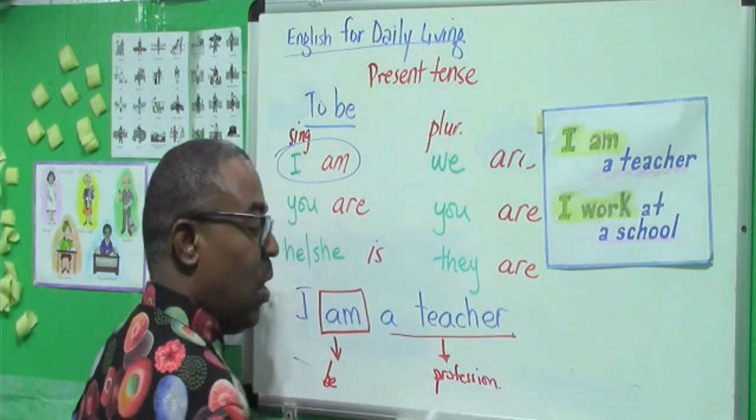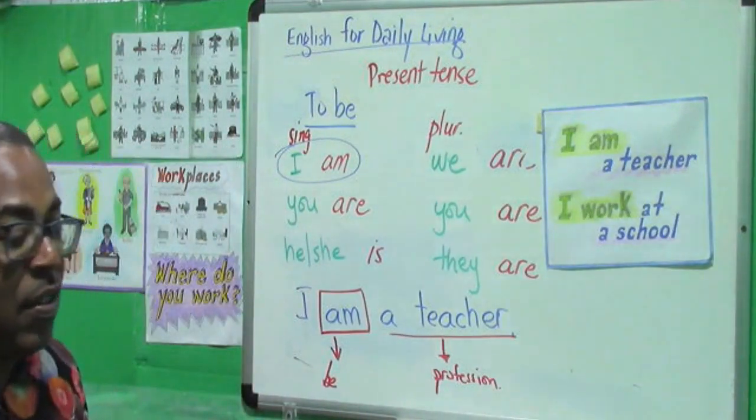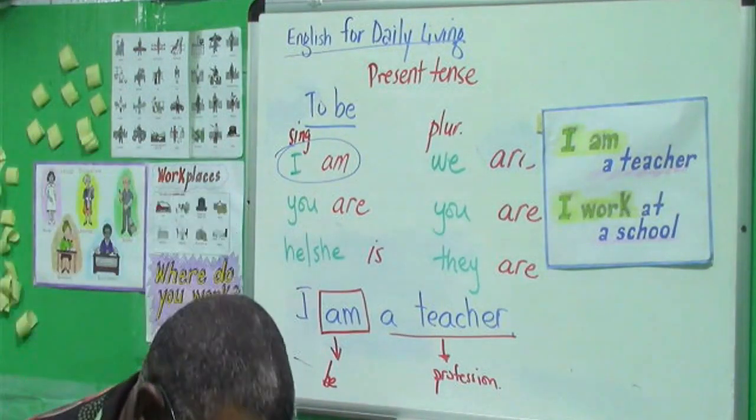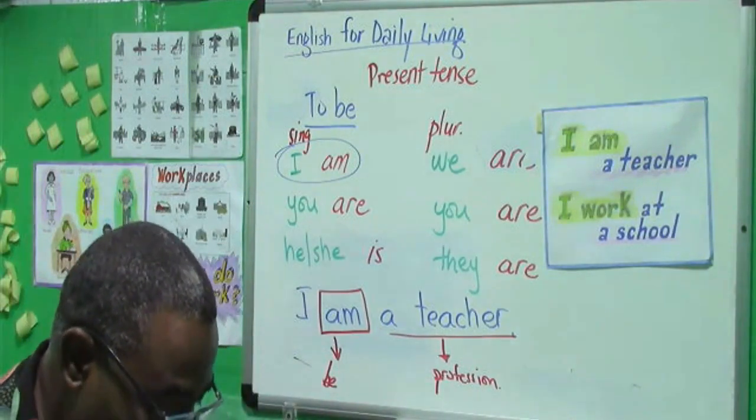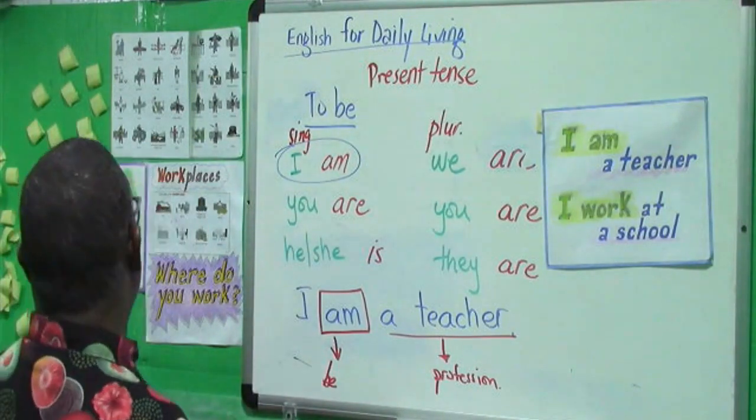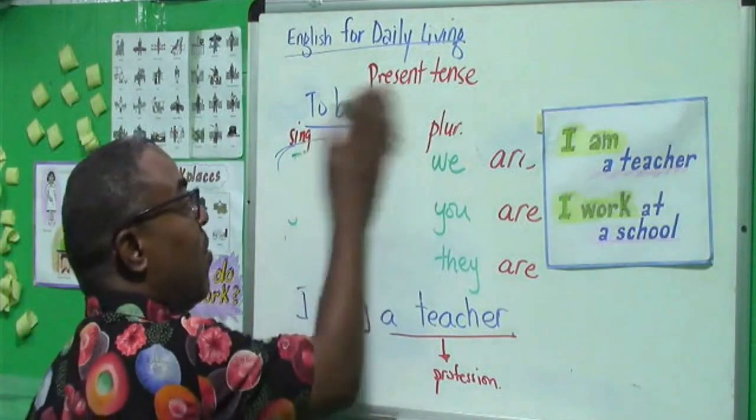So, look at this. Let us therefore look at various occupations. Let's think about some occupations. What can we come up with? Various occupations.